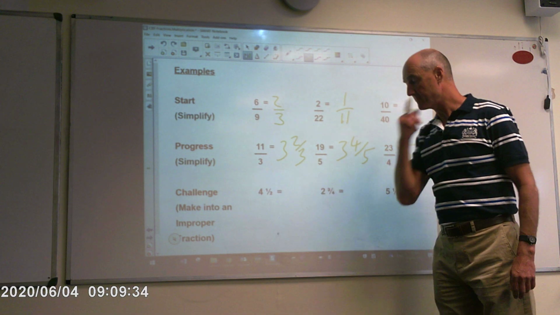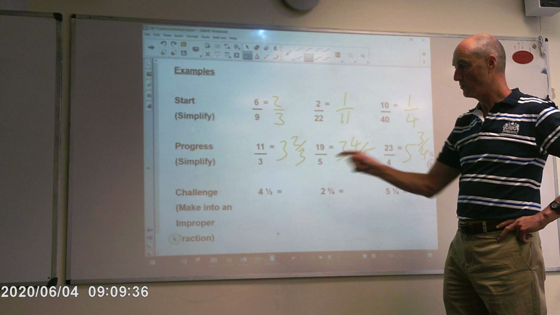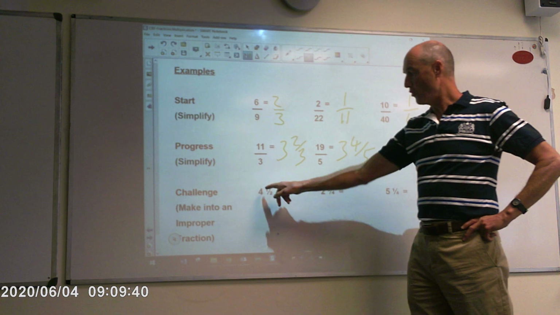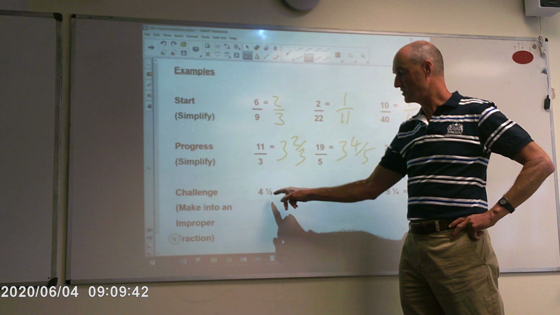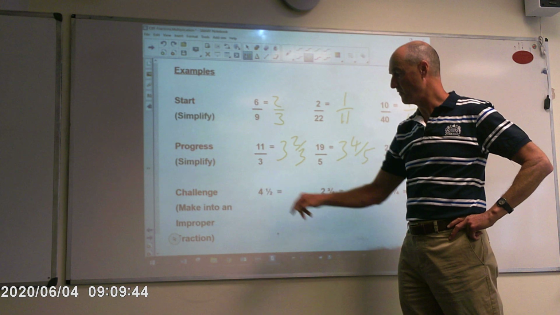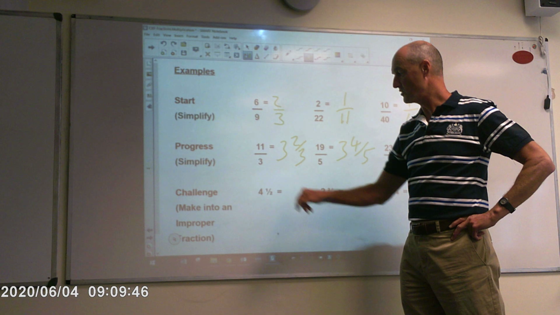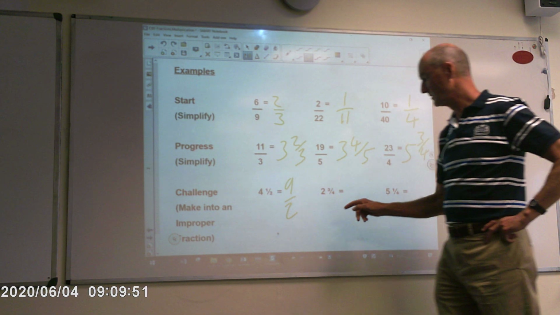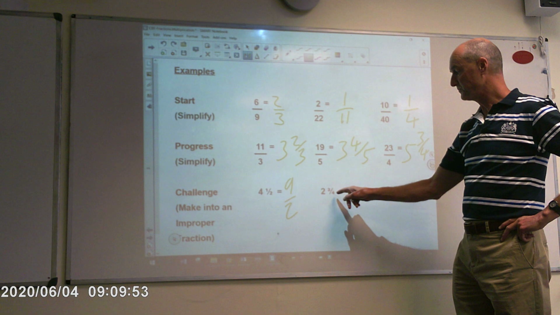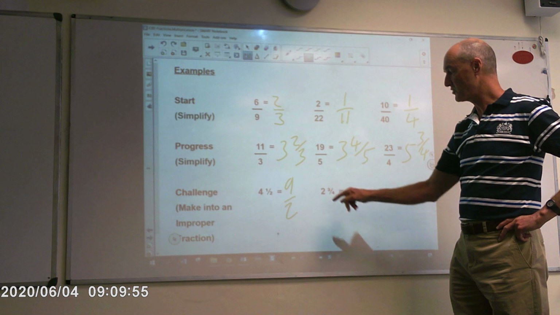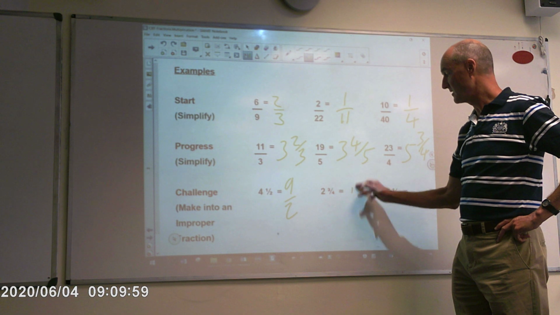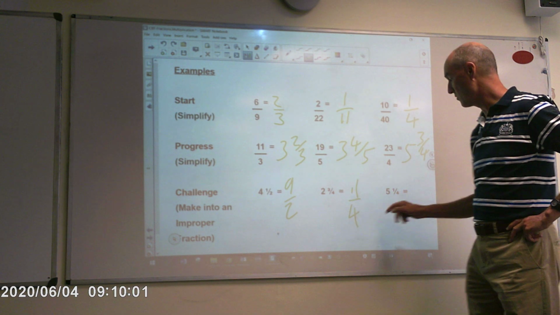4 1/2. Okay. We want to make that into an improper fraction, a top-heavy fraction. There's 4 whole ones, each containing 2 halves. So 2 times 4 gives us 8, plus the 1/2 we already had, 9 over 2. 2 whole ones, 4 times 2 is 8, plus the 3, 11 over 4.